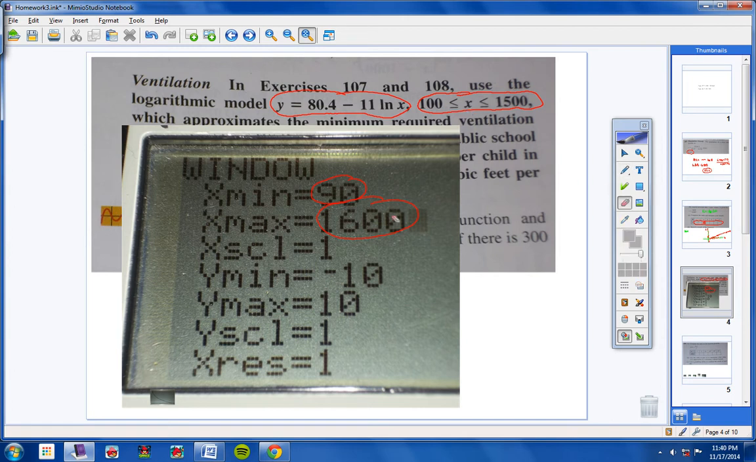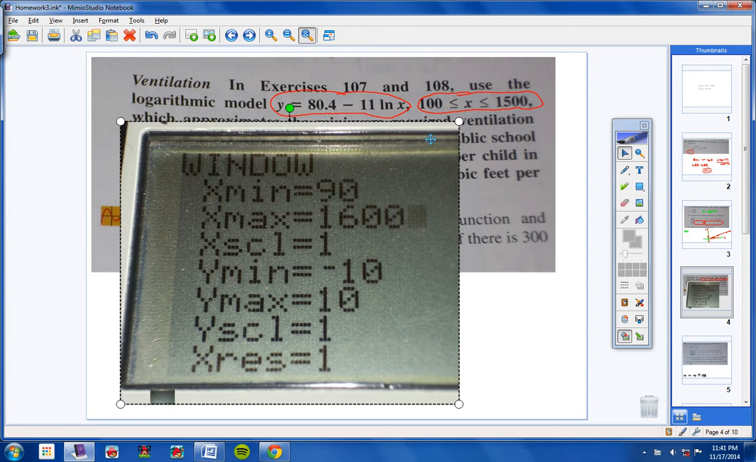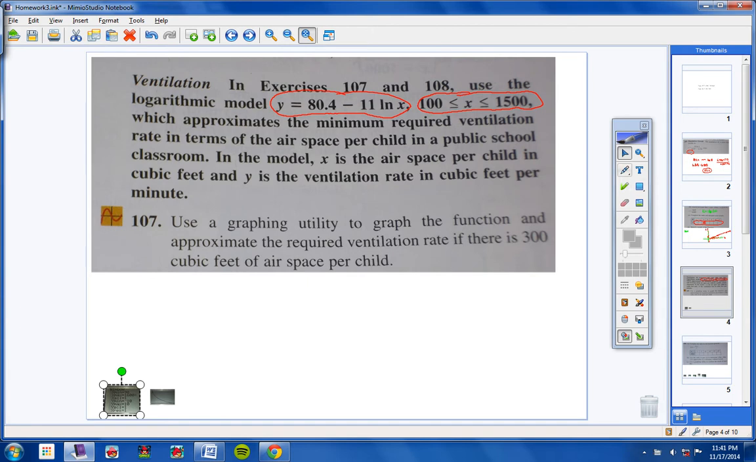Okay? All right. Now, students, the next thing I have to worry about here is, what about my y minimum and my y maximum? In other words, how big do I want these values to be? Well, guys, here's what you're going to do. Think about it. First of all, if you've not typed in your equation yet, go ahead and do that. Okay, so go to your y equals, hit y equals, and type in your function, just like it is, 80.4 minus 11 natural log of x.